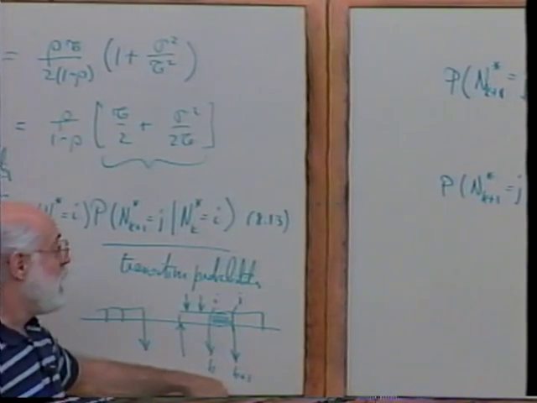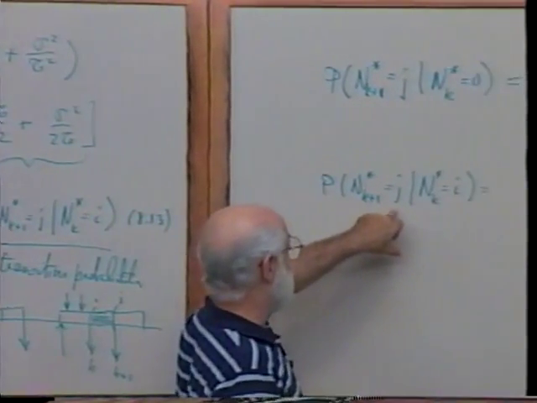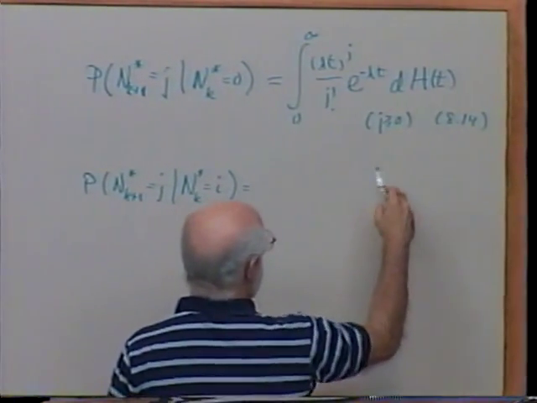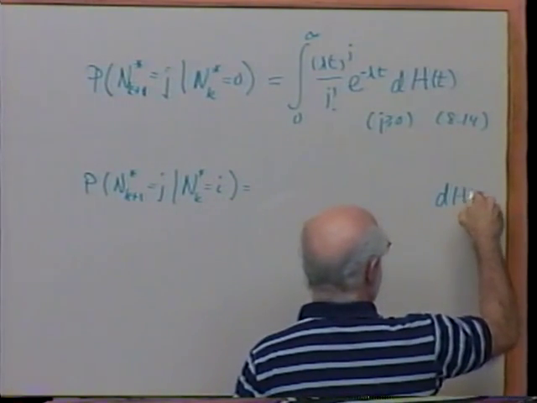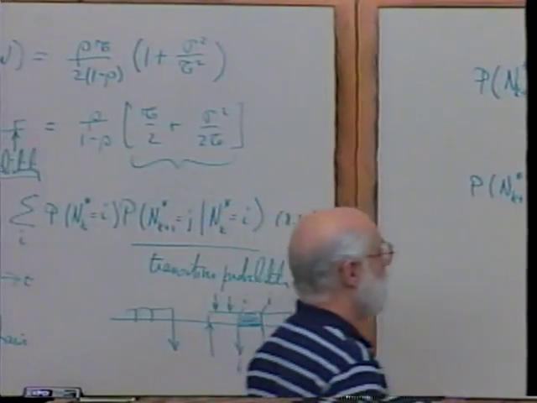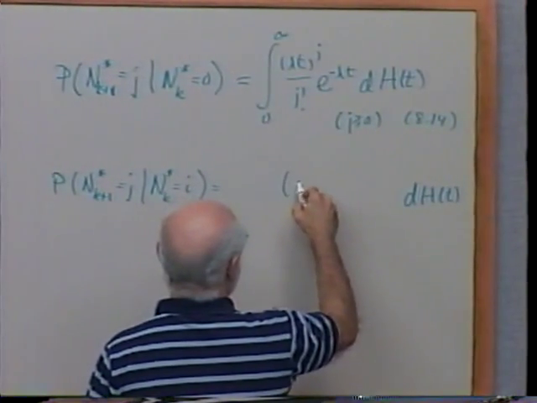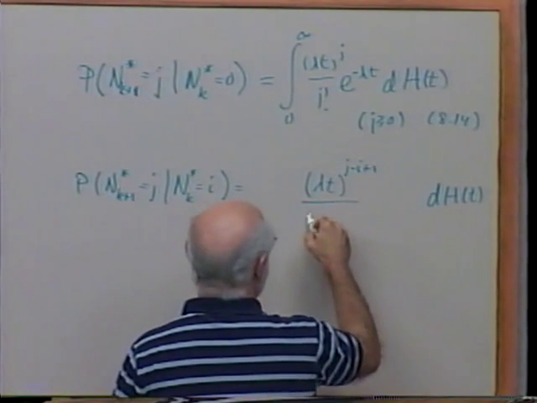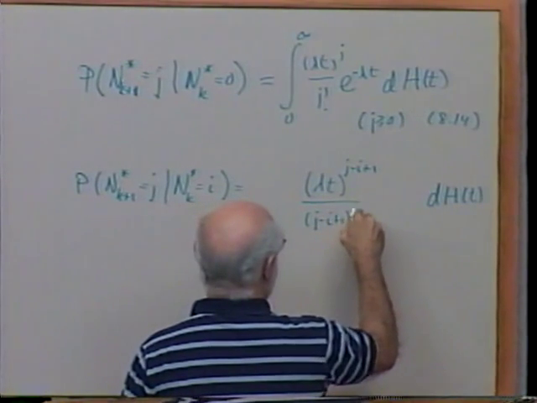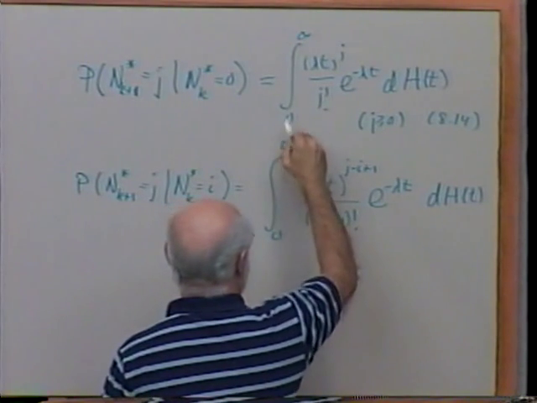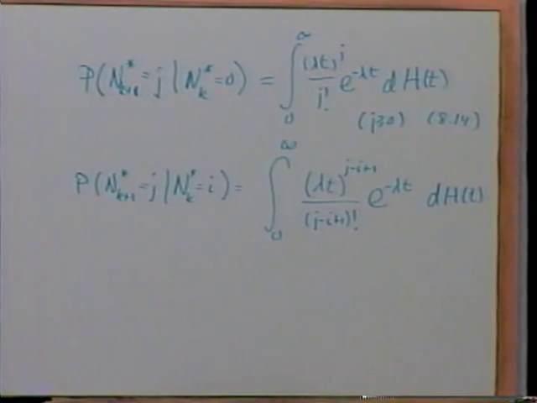So in other words, the only way that he can leave behind j if he left behind i, where i was not 0, is if during this interval of length t, that is during this service time, we have, according to a Poisson process, exactly j minus i plus 1 new arrivals. Okay, that's equation 815.